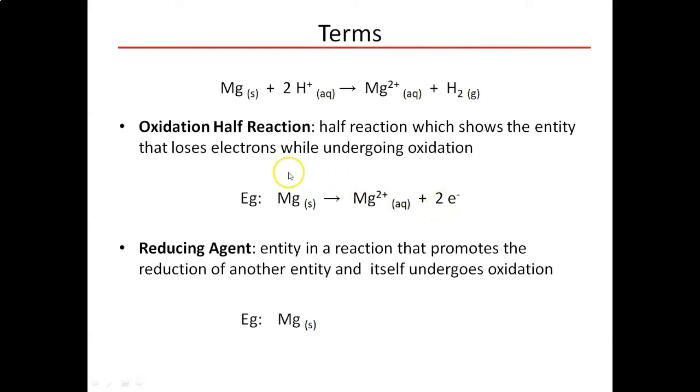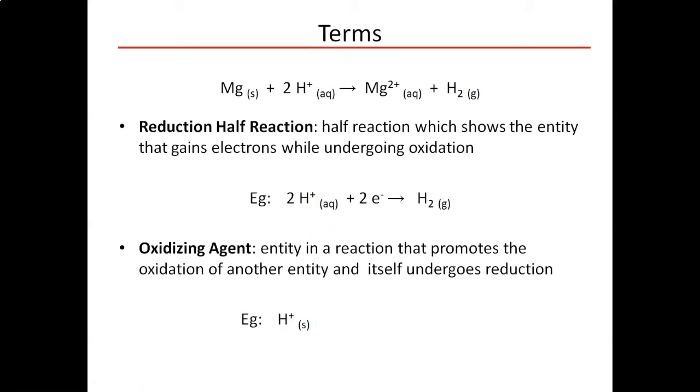Now, I can also call my magnesium my reducing agent because it will promote something else to undergo reduction, and in the process it undergoes oxidation. So since magnesium underwent oxidation, it's a reducing agent.